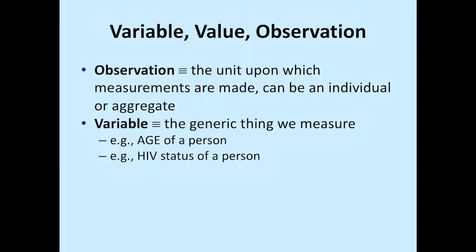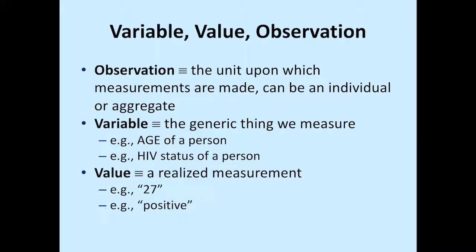A variable is a generic thing that we're measuring, right? We want to know what is the age of a person. The variable here is age. HIV status of the person, what is their HIV status? That is the variable. And then how they answer is the actual realized measurement, right? So if they say they're 27 years old, the variable we're measuring is age, but the value is 27. Same thing if we're measuring the variable of their HIV status and they say they're HIV positive, the positive is the value that is associated with the variable, and observation is the individual that is there.